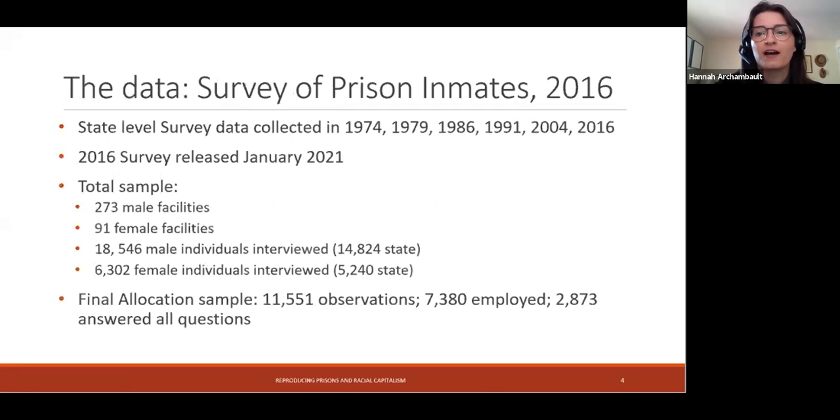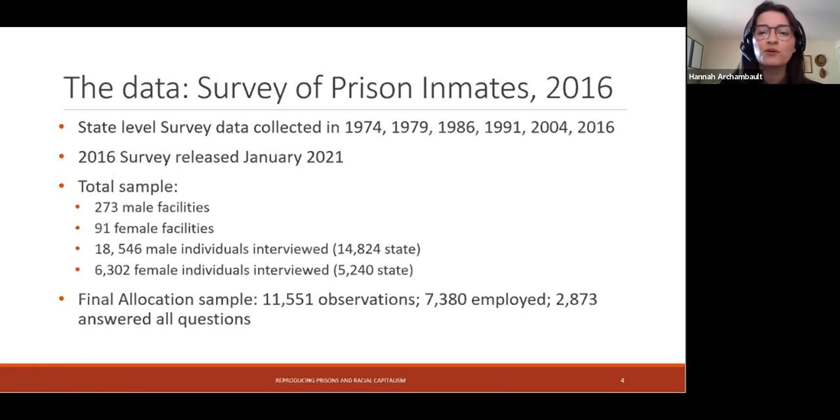So to achieve these goals of first understanding what kind of work prisoners do, I use the Survey of Prison Inmates. I use the 2016 survey, which just came out in January of 2021. Usually this happens every 5 years, but in the most recent incarnation there was a 12-year gap between surveys, which I think speaks to the fact that prisons don't like to share this data. I focus on the state level data because, as mentioned before, the vast majority of people are incarcerated in state prisons.